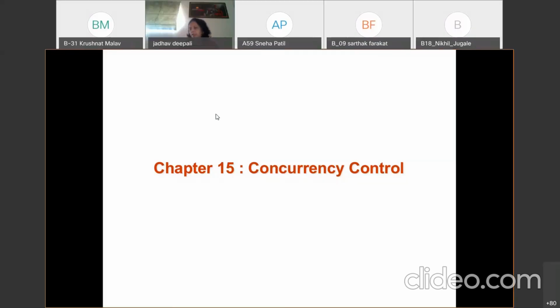Transaction, we have seen that a transaction is nothing but a program, a small unit of instructions that execute together and perform some task. That we call a transaction. So every transaction must possess four properties. These are the ACID properties: atomicity, consistency, isolation, and durability.